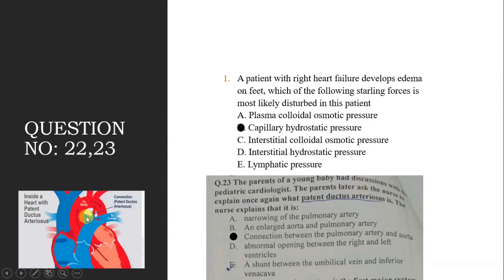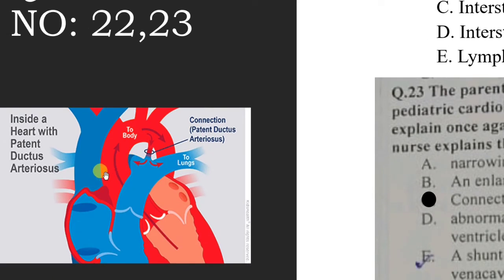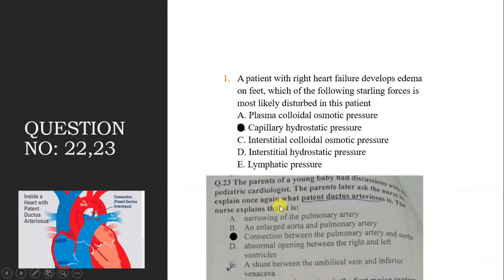You can see here, this is the patent ductus arteriosus. This is the aorta, which has the ascending aorta, the arch of aorta, and the descending aorta. And this is the pulmonary artery or pulmonary trunk. The pulmonary artery will divide into right and left pulmonary arteries. You can see there is a connection between the aorta and the pulmonary artery. This is called a patent ductus arteriosus. In patent ductus arteriosus, the blood will move from high pressure, such as the aorta, into the lower pressure circuit, which is the pulmonary artery. So here it is a left to right shunt of the blood.